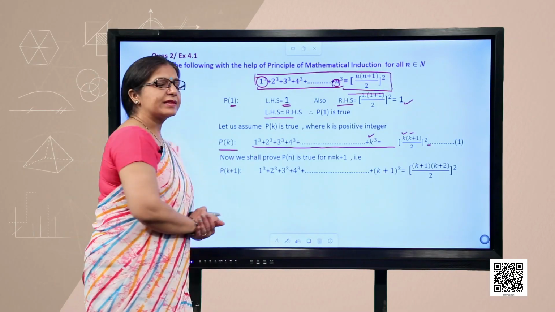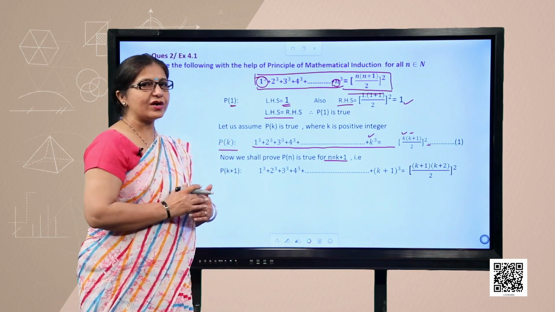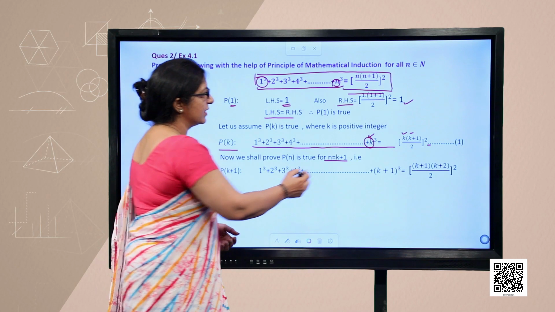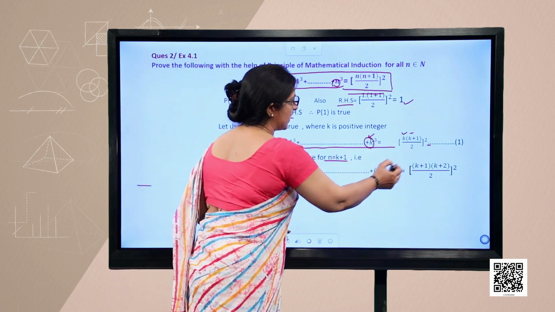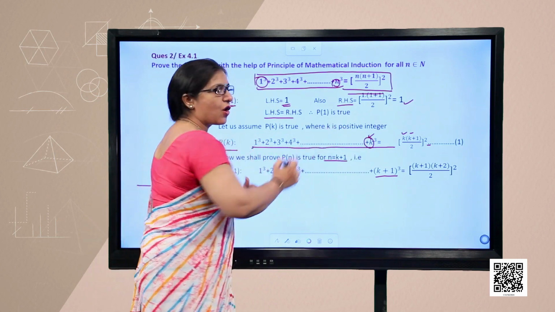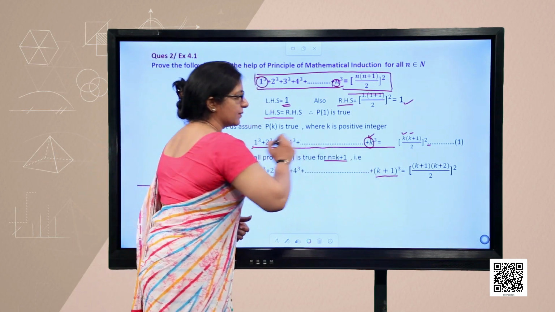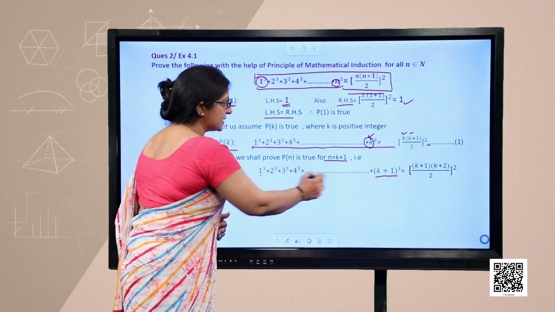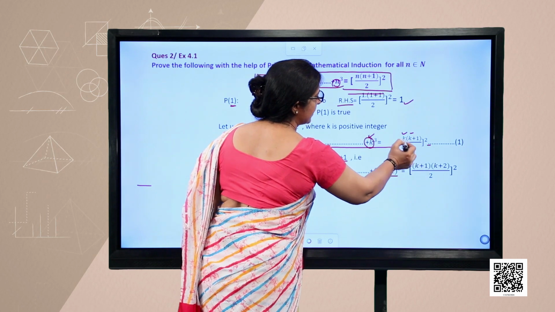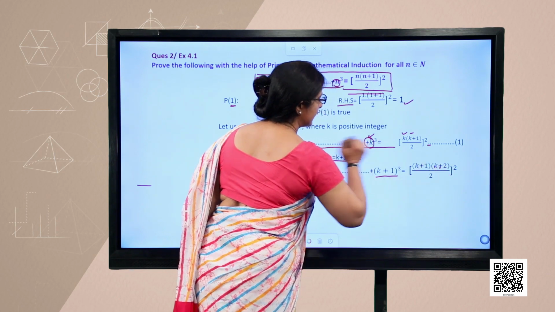Now we shall prove that Pn is true for n is equal to k plus 1. Now what we need to do is, we will be replacing k by k plus 1. Wherever there is k, we will replace it by k plus 1. Because in this statement we were taking the sum of k terms, now we are taking the sum of k plus 1 terms, sum of cubes of k plus 1 terms. Here also after replacing k by k plus 1, k plus 1 becomes k plus 1 plus 1, that is k plus 2 whole square.